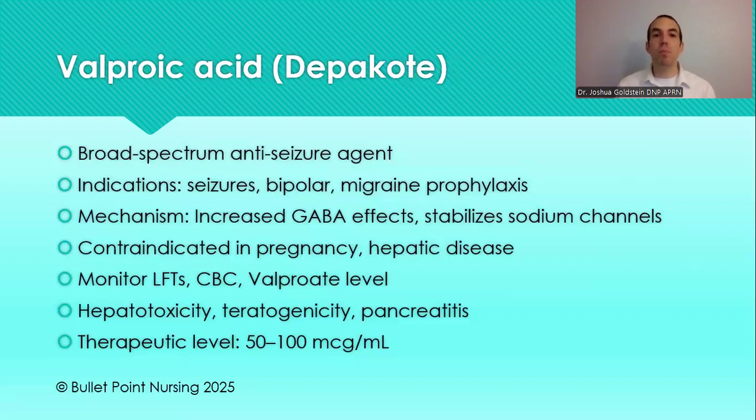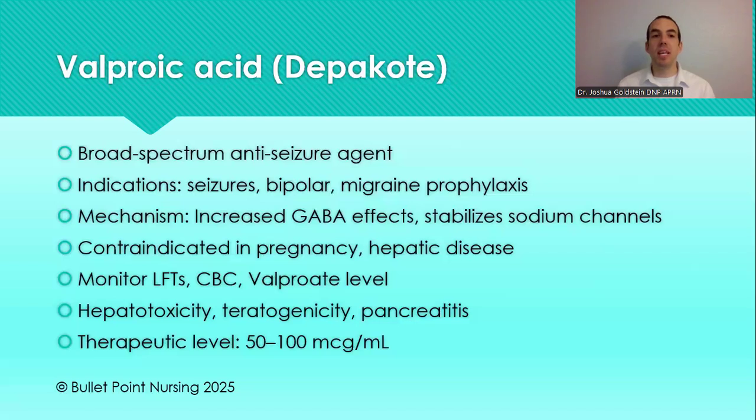This actually has 3 black box warnings that it's hepatotoxic, so do not prescribe this without checking their baseline AST, ALT. It is teratogenic, so do not prescribe this without checking a HCG, a pregnancy test, on females of childbearing age. And it has a black box warning for pancreatitis that it can cause pancreatitis. So if they have a history of pancreatitis, do not use this medication.